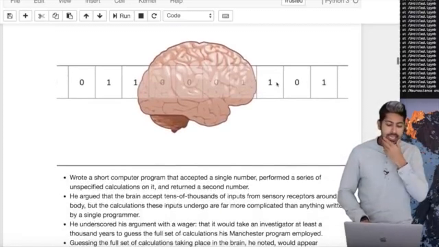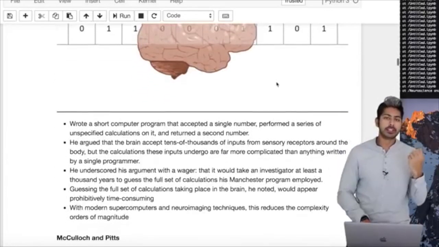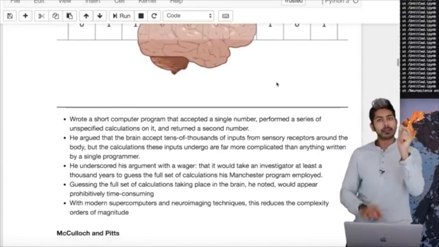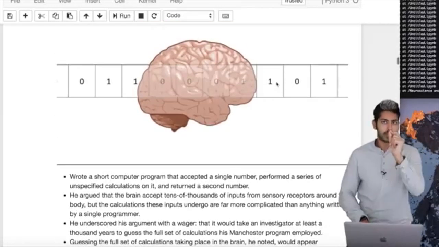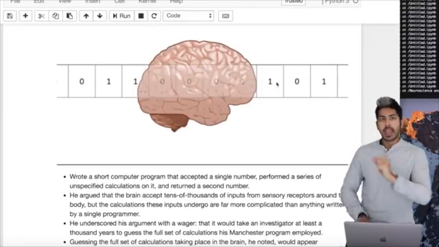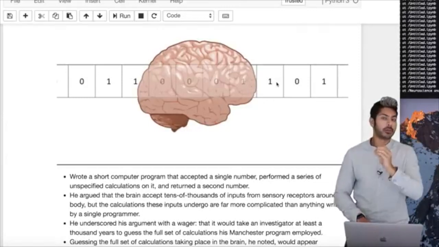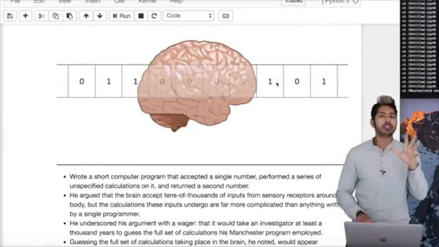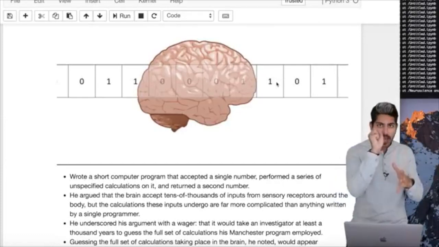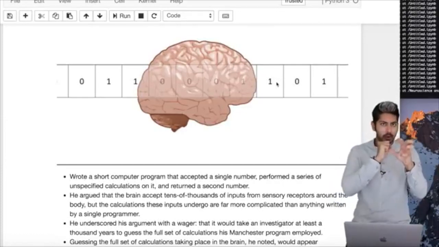So Turing, he had this computer program that he invented at the University of Manchester that accepted a single input, right? A single number as input and output a single number. And he wagered, and this is another famous thing by Turing, Turing's wager, that it would take someone 1,000 years to figure out how that black box worked, how that number converted from one integer to another.